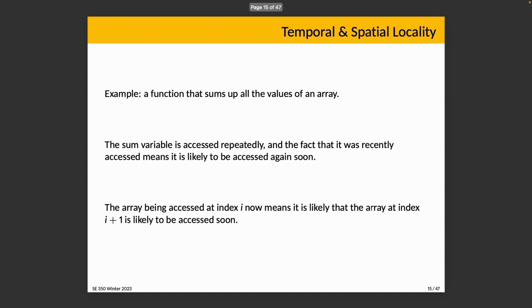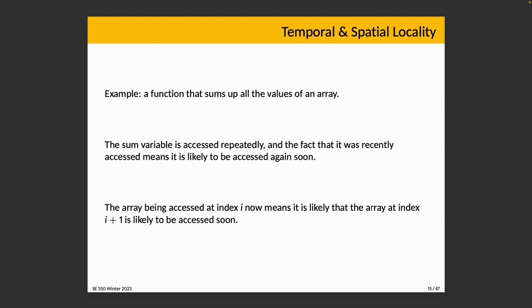So a quick example of code that would actually show both temporal and spatial locality is summing up all the values in an array. The sum variable is something that's accessed repeatedly. Every iteration of the loop, you are updating the sum variable with the new total. Because it was recently accessed, it gives you a hint that we're probably going to update it again soon. Right? That's how the summation works. We're just going to keep updating the sum every time we do another iteration of the loop.